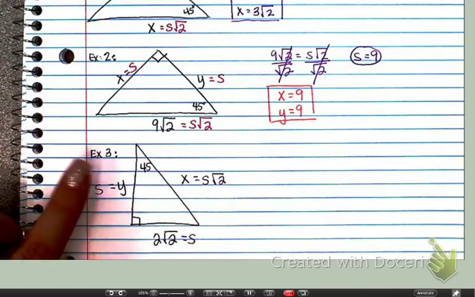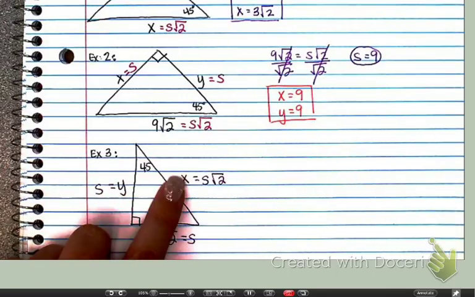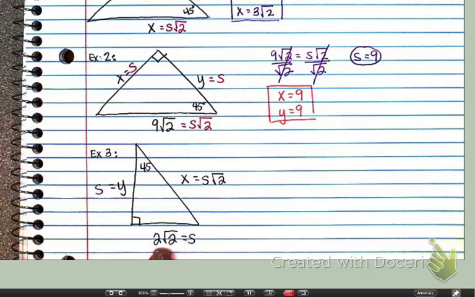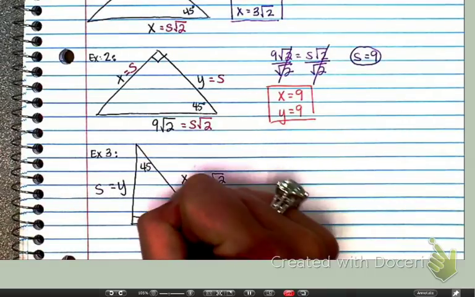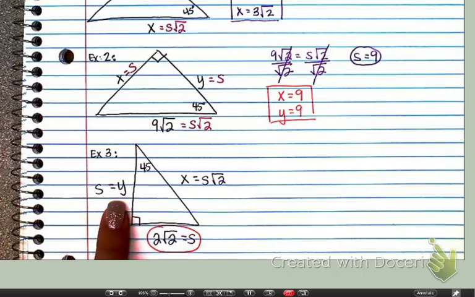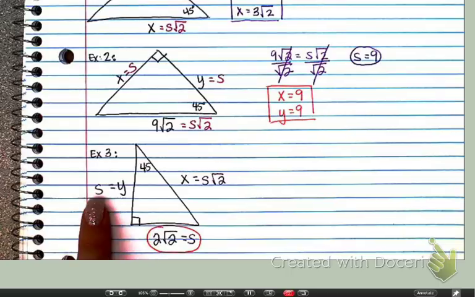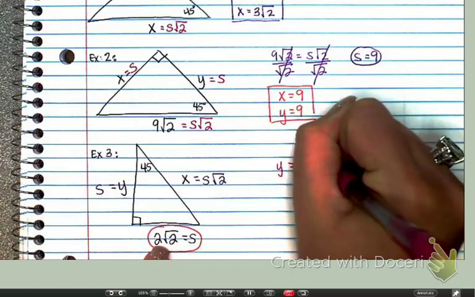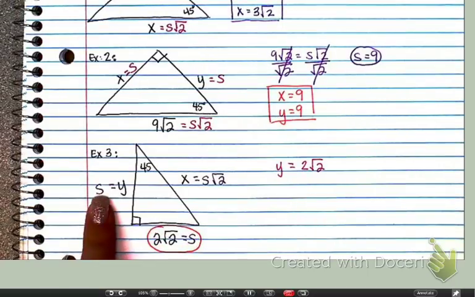Step 2 is to solve for S. So if I look at all my sides, S equals Y, okay, that doesn't help me. S isn't by itself, and I can't really solve because I have a variable. Here, S is 2 radical 2. S already equals that, so I don't have to solve anything. I'm going to take S, and I'm going to plug it back in. So if I plug it in for Y, S equals Y, which means Y equals 2 radical 2. I'm just plugging it in.